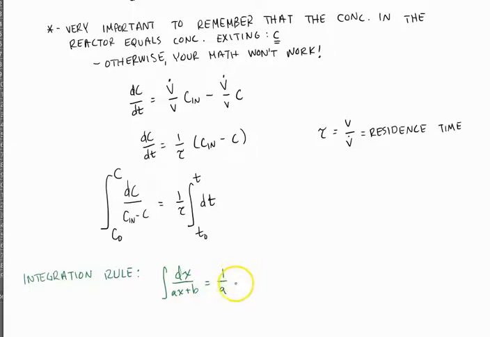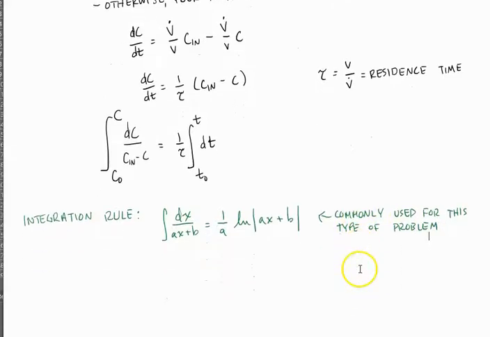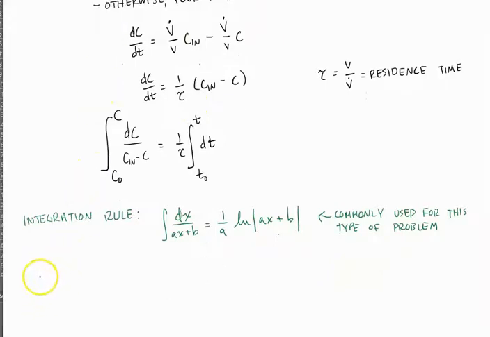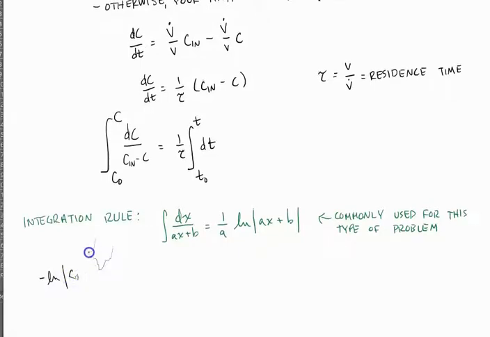And the one that I'm writing here is one that you're often going to apply to this type of problem, that is transient CMFRs. So it's a good one to memorize. So basically, if you look here, X is going to be C, and then A is going to be minus 1. So I'm going to go ahead and just write out the whole entire integration.